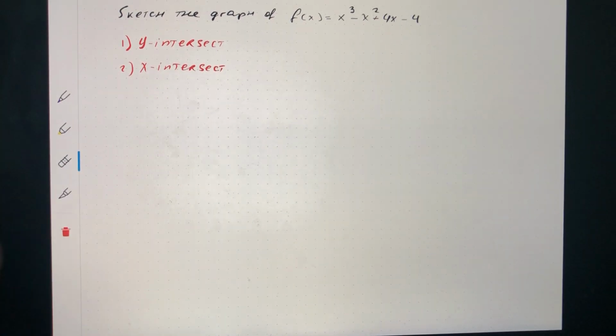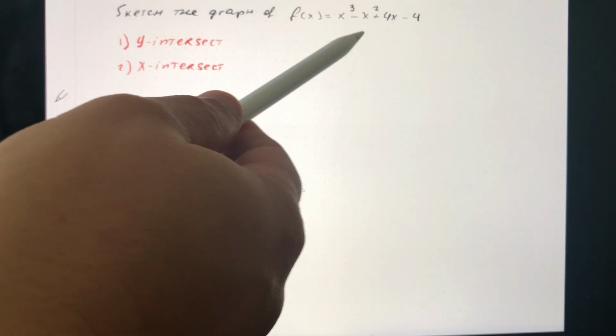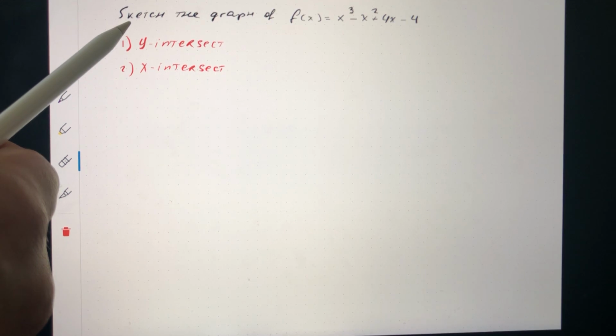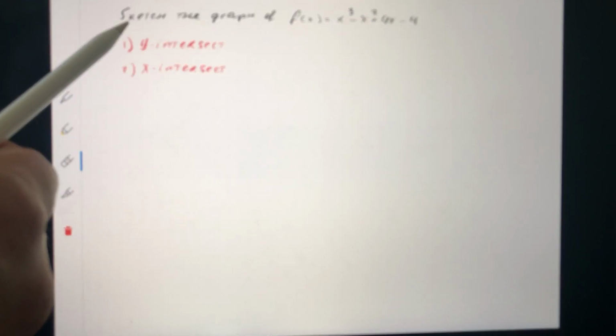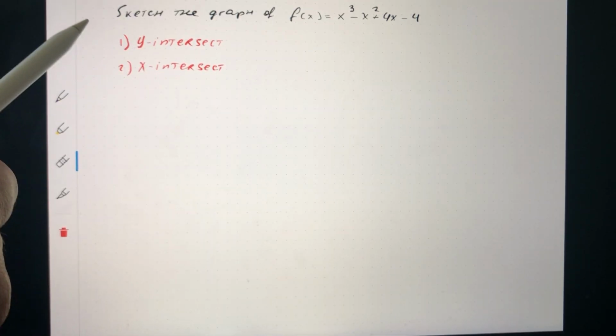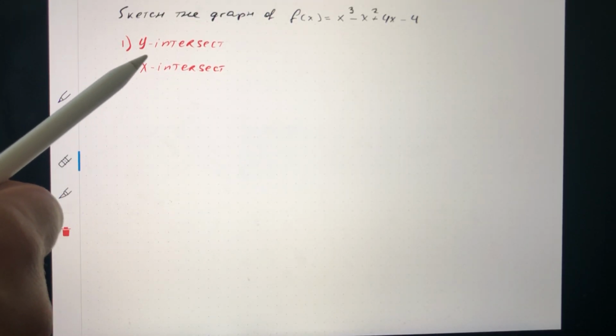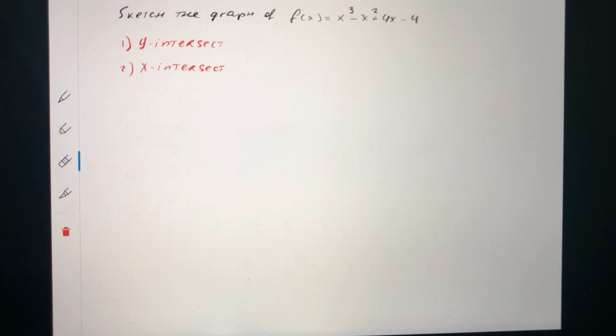Hello, in this video, let us sketch the graph of a cubic. So sketch means to make the picture by hand, and that means we have to provide all the key points by hand. So the two things that we have to show is the y-intercept and the x-intercept. To get the y-intercept, we make x equals 0 and we solve.